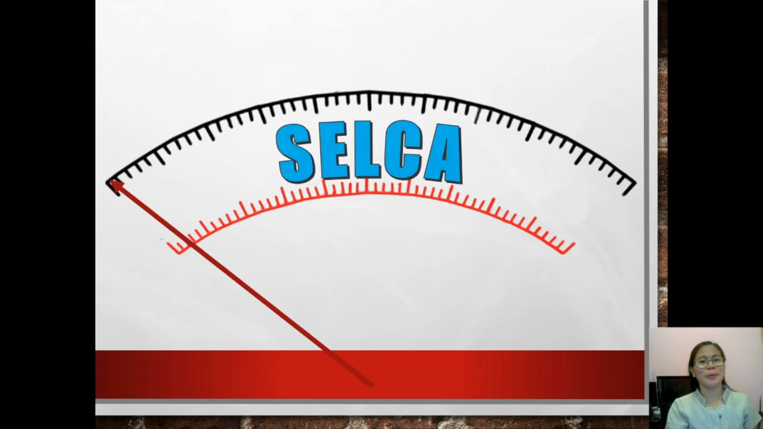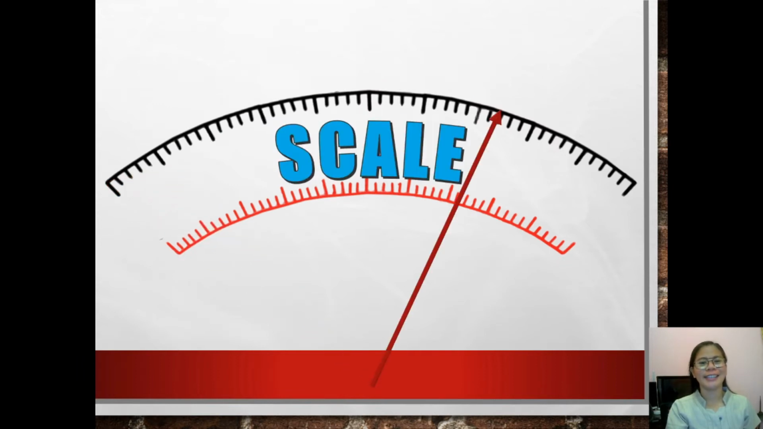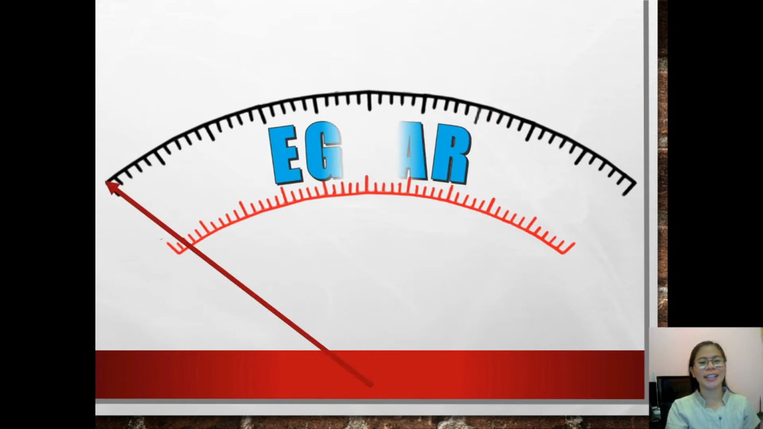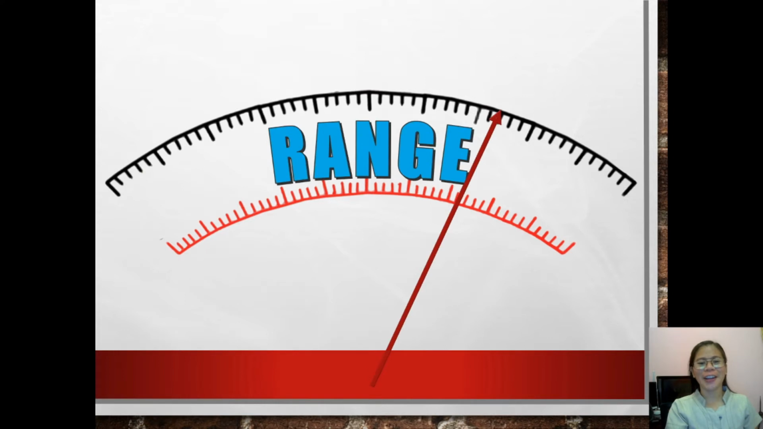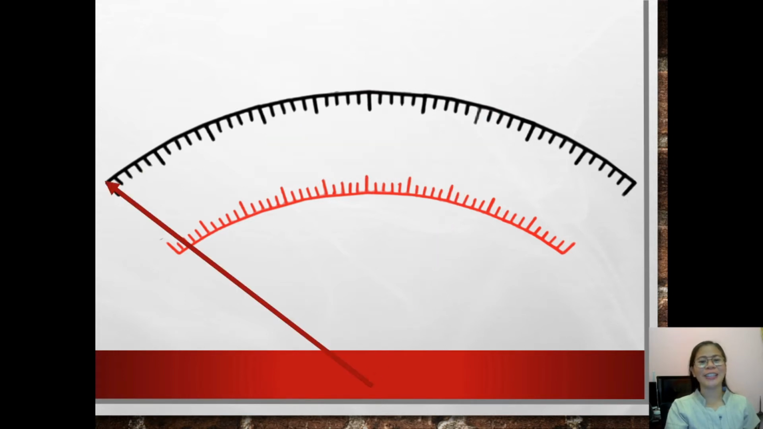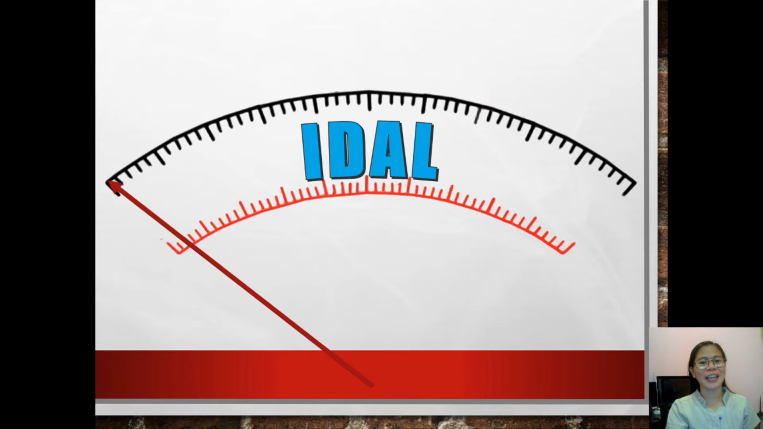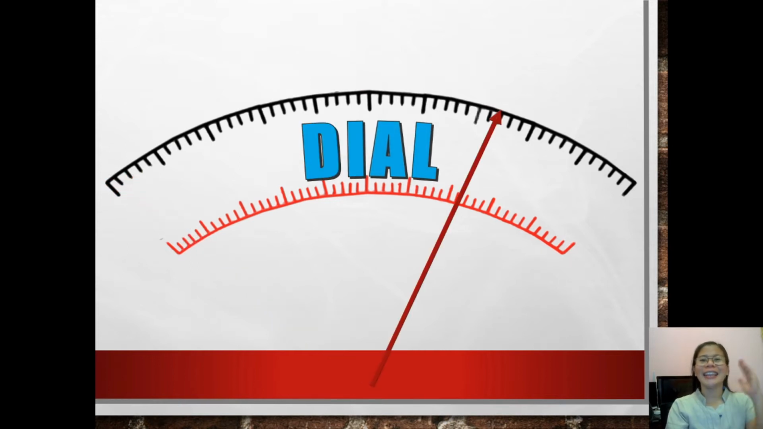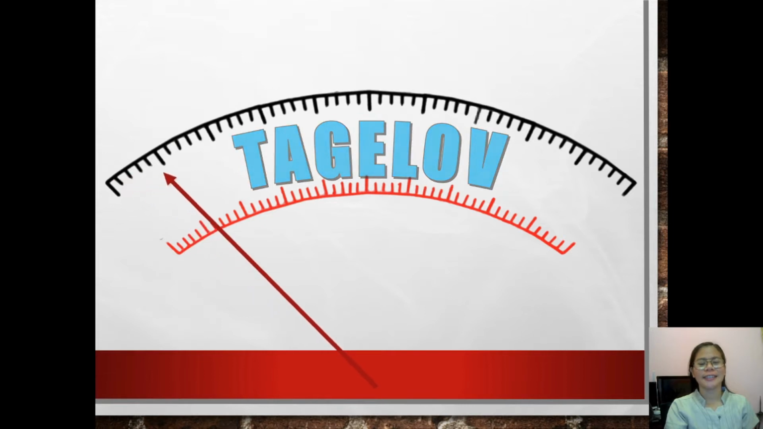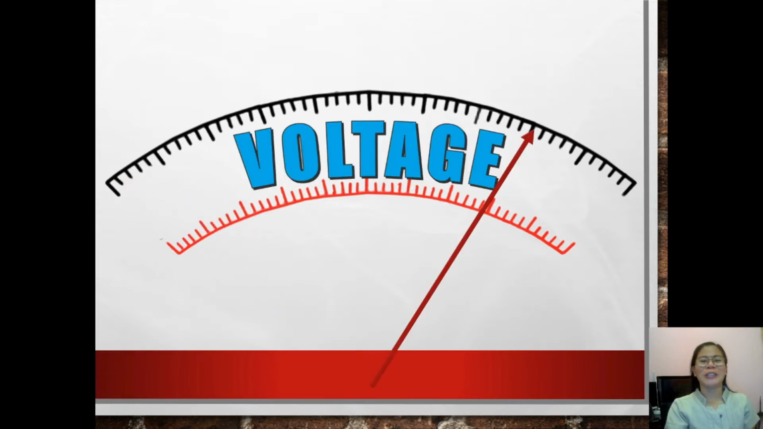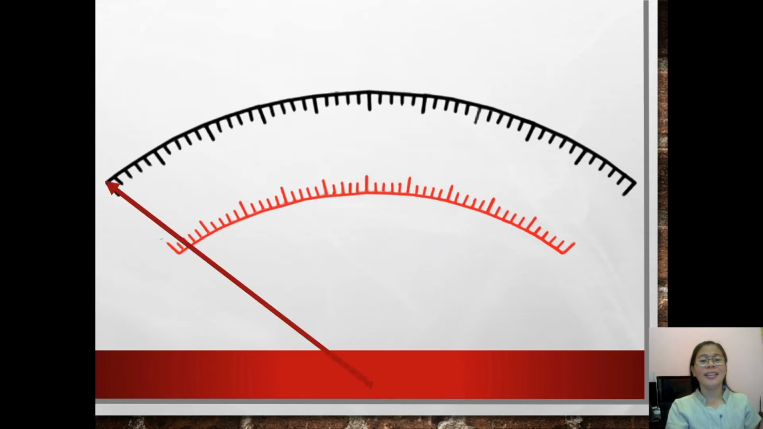What do you think is the first word? Very good. It is the scale. How about the next word? Very good. It is the range. Next word. It is the dial. Correct. Very good. And the second to the last word is voltage. Correct. Very good.